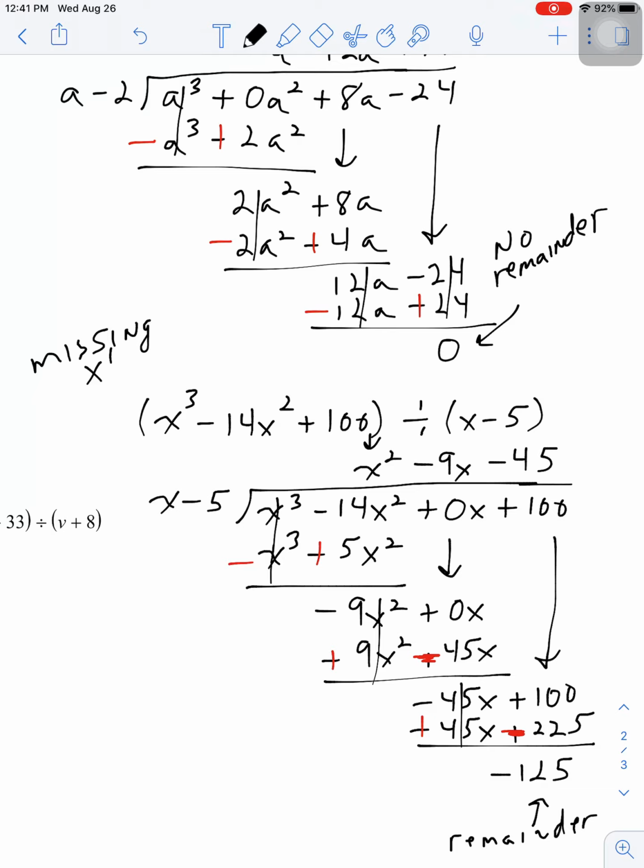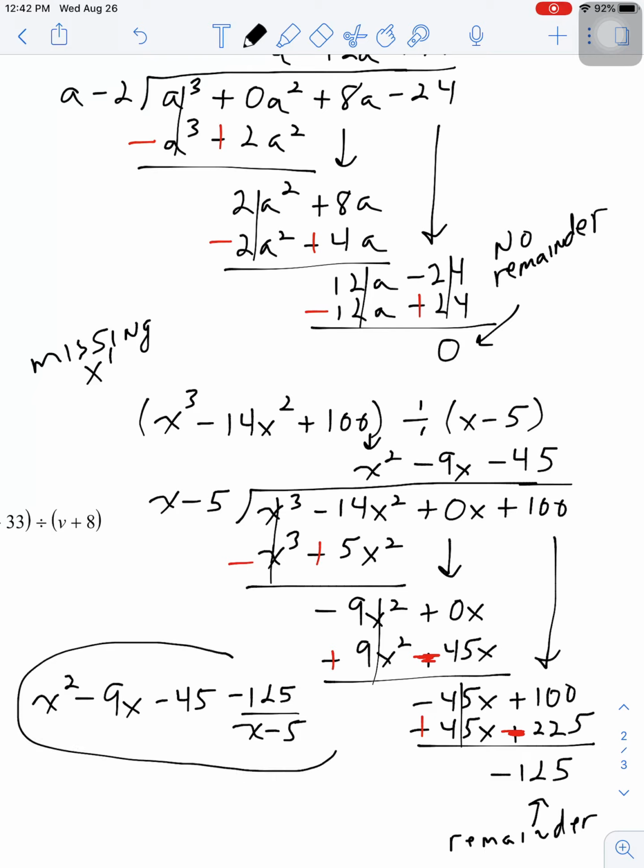Okay, so we got to figure that into our answer. So your final answer is going to be x squared minus 9x minus 45 minus 125 over x minus 5.